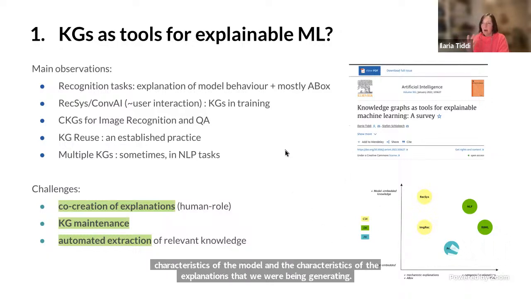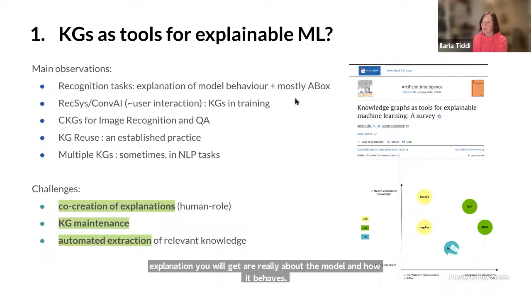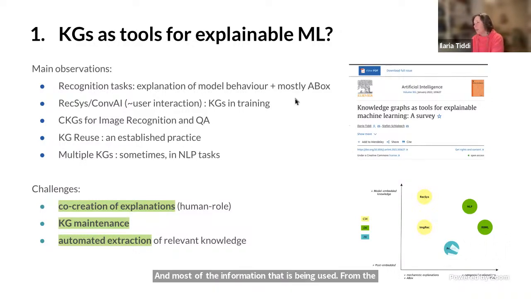So we learned certain things, like if you are dealing with tasks for recognition and recommendation, most of the explanations you will get are really about the model and how it behaves. And most of the information that is being used from the knowledge graph is the assertion box. And whenever we deal with tasks that involve the interaction of the user, like conversational agents or recommender systems, the knowledge graph information is used more in the training of the model to generate a certain explanation rather than as a post-hoc step.